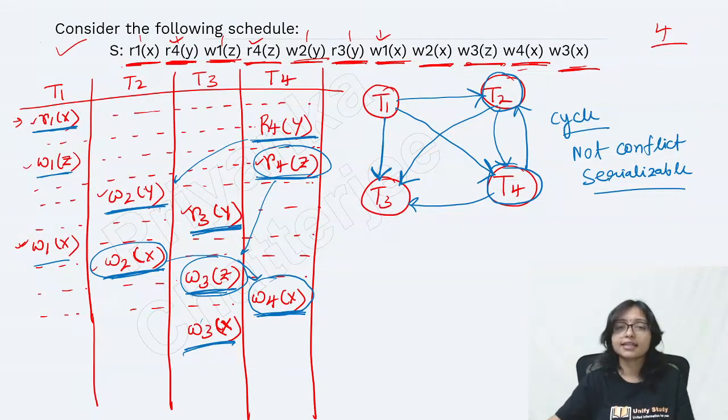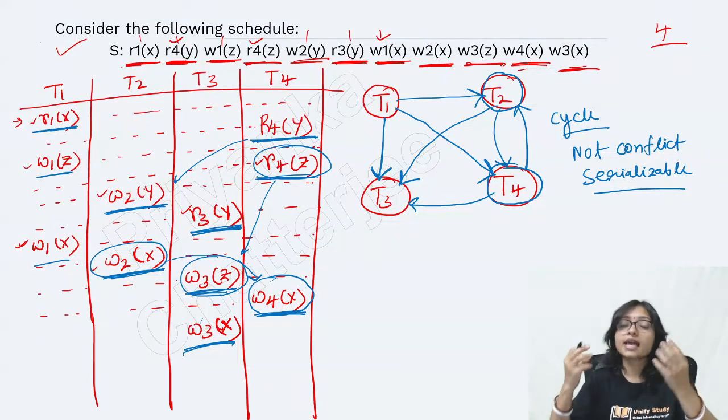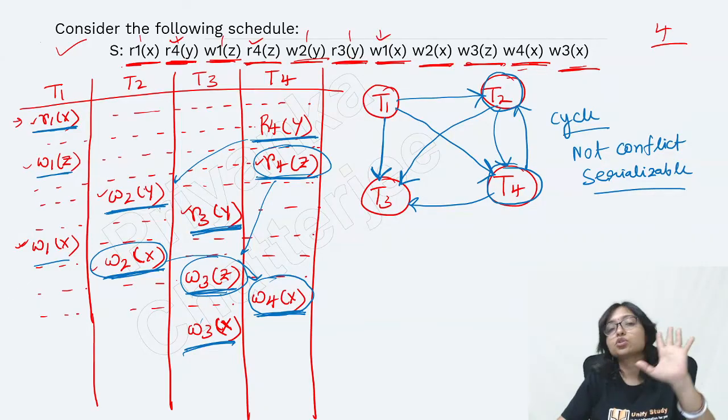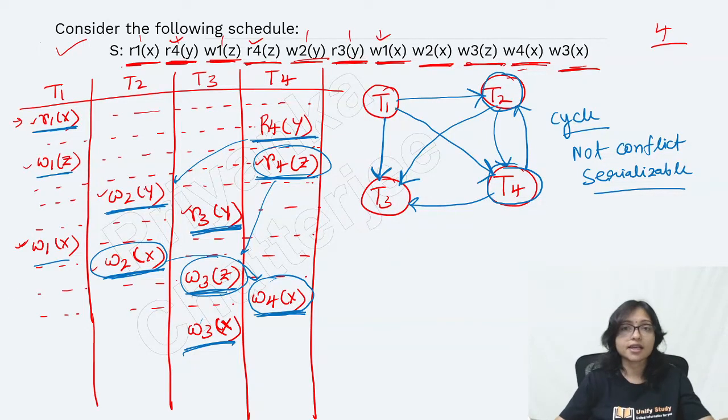Whenever any cycle is created, whether the cycle is created between all, or if the cycle is created between any 2, then also it is not conflict serializable. This is my first part done. Yes, I hope it's clear.